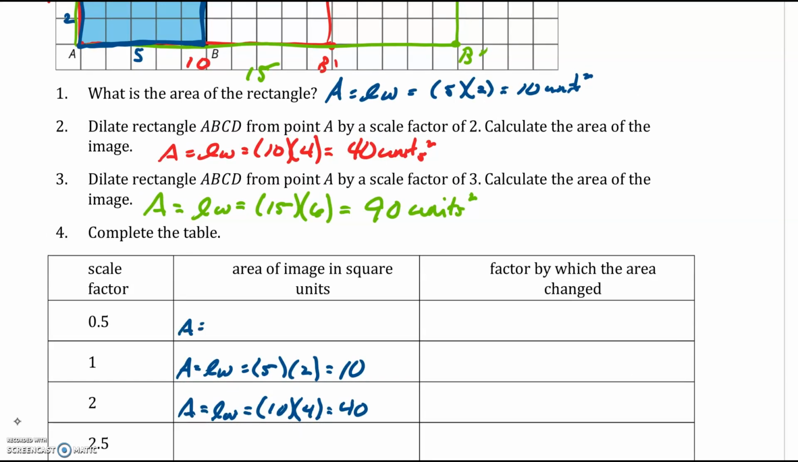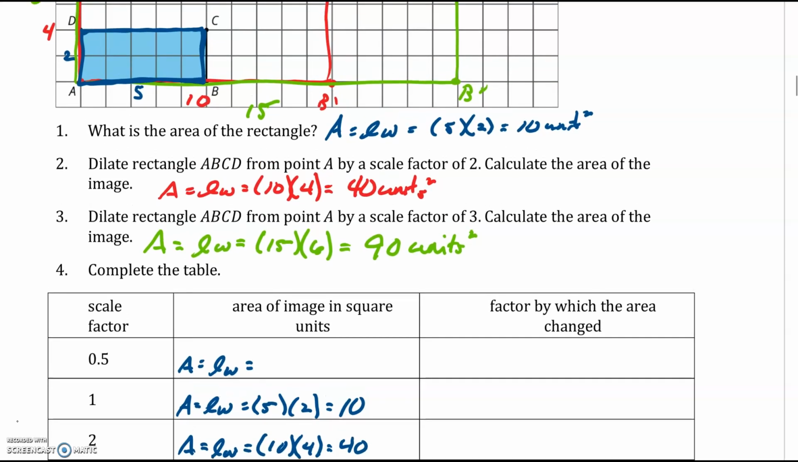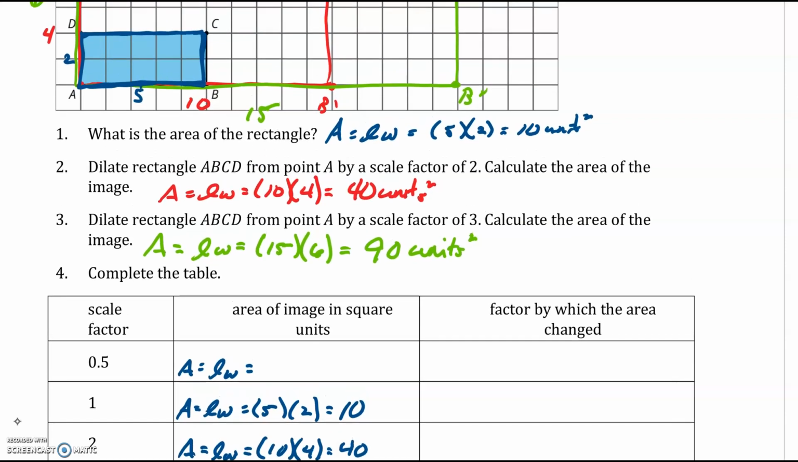So if I'm going to do the area as a length times the width, if I dilate this bottom piece, this 5 unit length, by 1/2, that new length is 2.5, because that's half of 5. And this length that was 2 units, by 1/2, is a length of now 1. 2.5 times 1 is 2.5 square units.